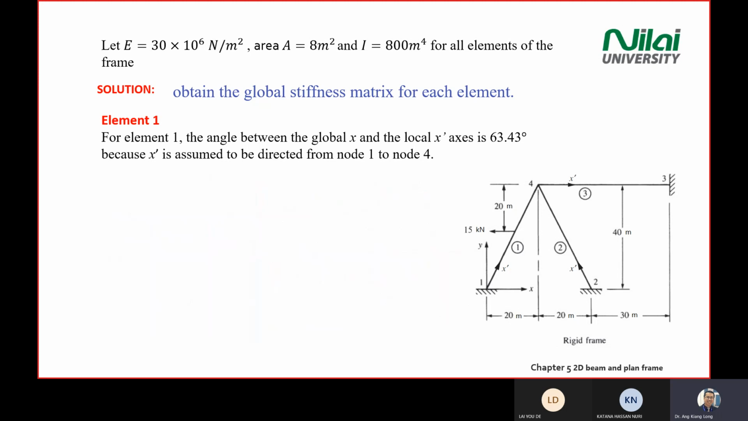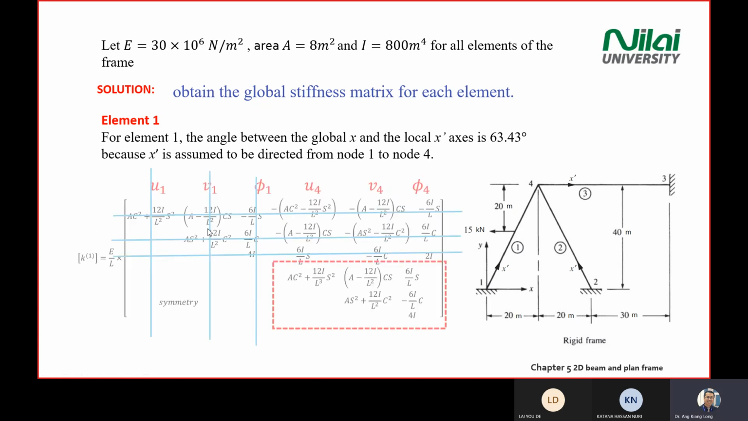You repeat the same. Again, you need to be careful when you write the stiffness matrix for the rigid frame: you need to know the points of the element. For example, element 1 connects point 1 and point 4. The first 3 columns are for point 1, and the last 3 columns are for point number 4. This is what you need to be careful about, because these are the parking lots for you to park your numbers, since later you need to superimpose them into a very big matrix.